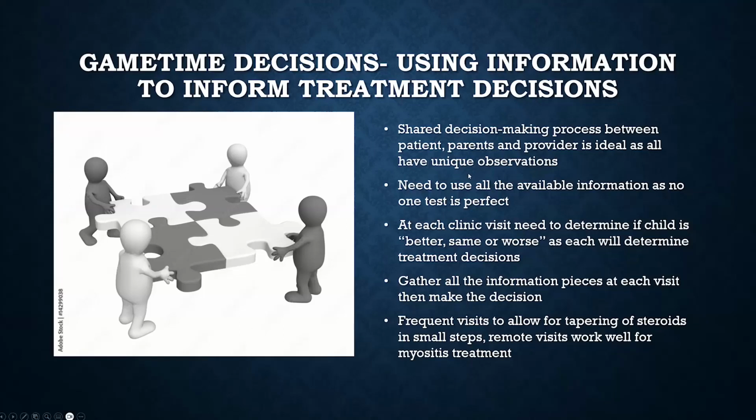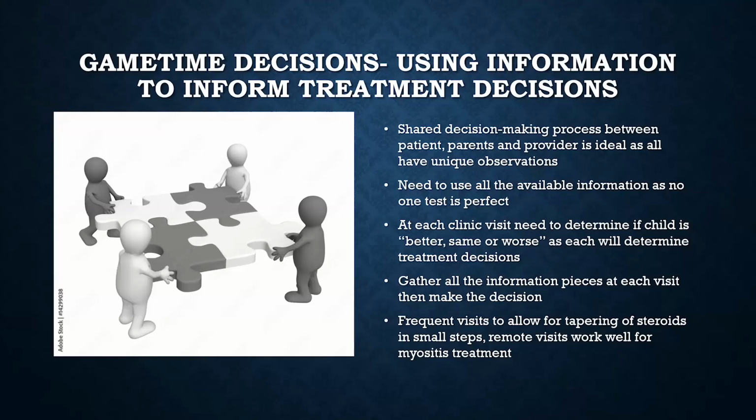And it's important you take all the available information, the information about how the child's doing at home, keeping up with siblings and peers, how they're feeling, how their appetite is, as well as stuff that you can do in the clinic, such as lab tests and the CMAS. So you take all that information together, because no single piece of information is a perfect indicator of what you should do. And at each clinic visit, you have to make a game time decision about whether the child is better than the last visit, the same as the last visit, or worse, because that determination will tell you what you do with the treatment.